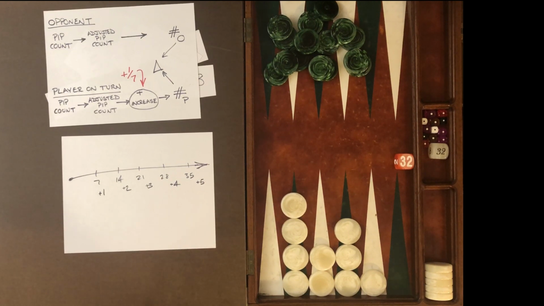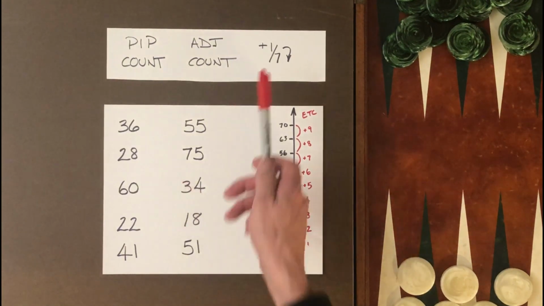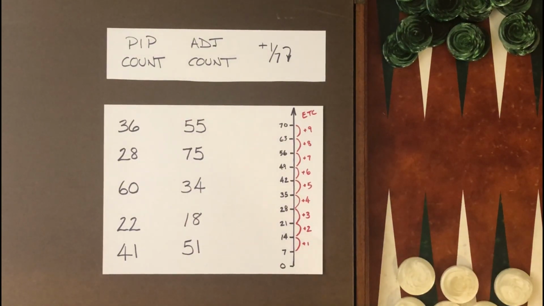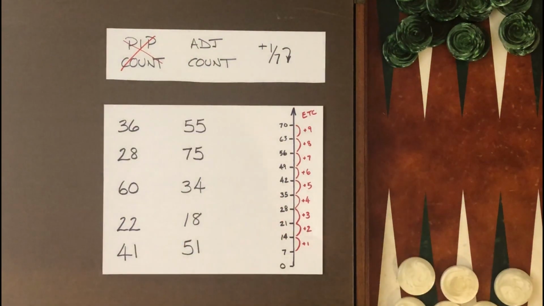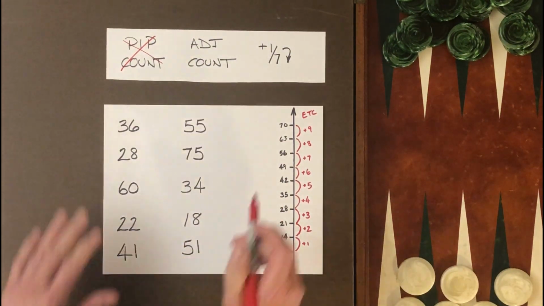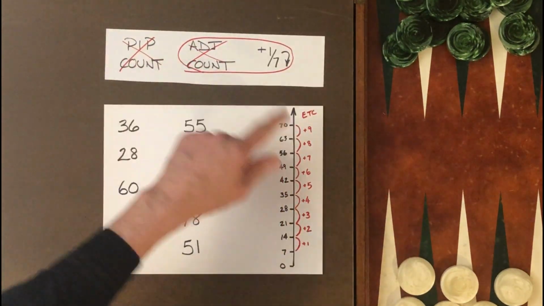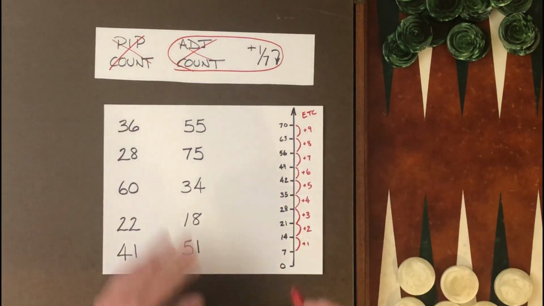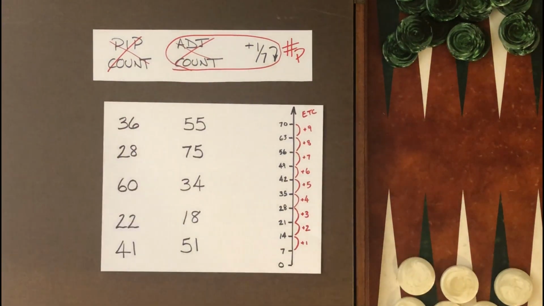Let's look at a few more examples of our 1/7 rounding down. Let's do 10 examples of how I like to do our last adjustment, this adjustment of 1/7 and rounding down. So we've done a pip count, and now we have our new number, our adjusted count, which takes into account distribution. Now we just have to change our adjusted count with our 1/7 rounded down to get the player on roll's keys count.